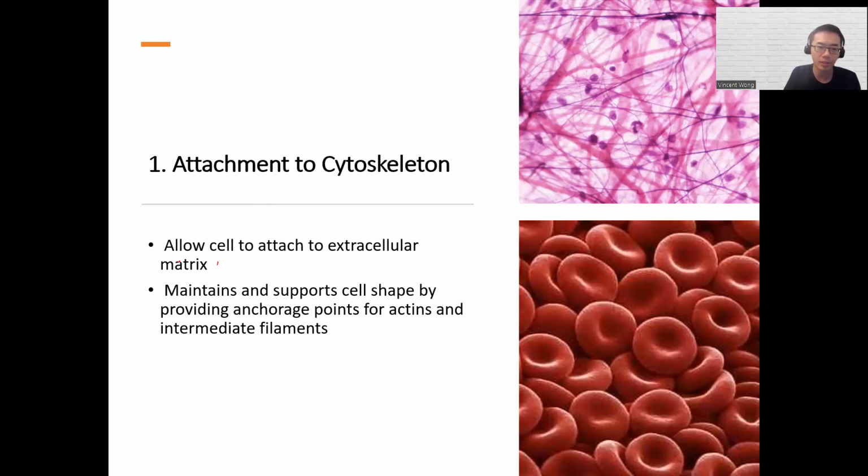Well, actually, sorry, this is just referring to the cell alone, so it's fine to just say extracellular matrix. It helps maintain and support cell shape by providing anchorage points for actins and intermediate filaments in the cytoplasm. That's where I wanted to put it.